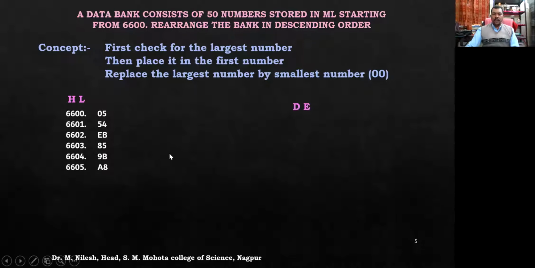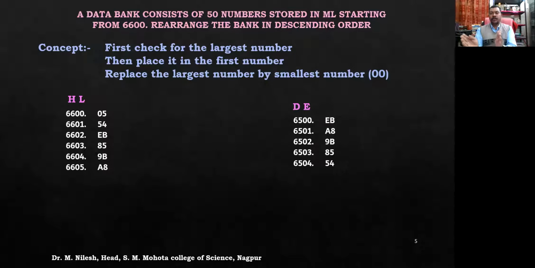We are going to arrange them in the location starting from 6500. So we have to load another memory location where we need to arrange them in descending order, starting from 6500. We will be loading it in register pair DE. After execution we'll have EB, A8, 9B, 85, and 54. This is how the numbers have been arranged, from the highest to the lowest, right? That is called the descending order.